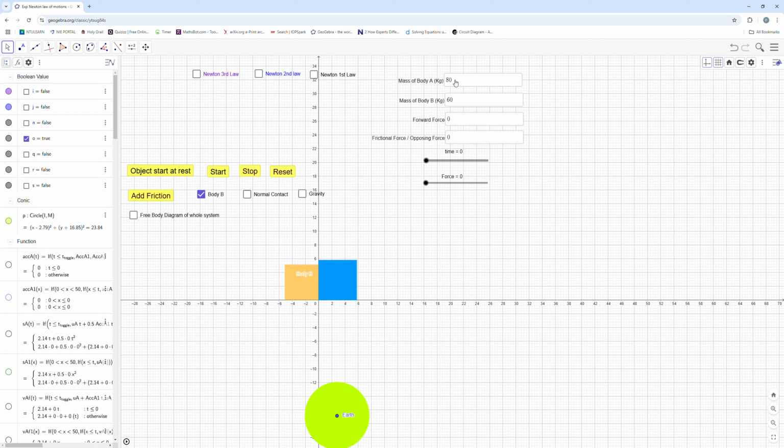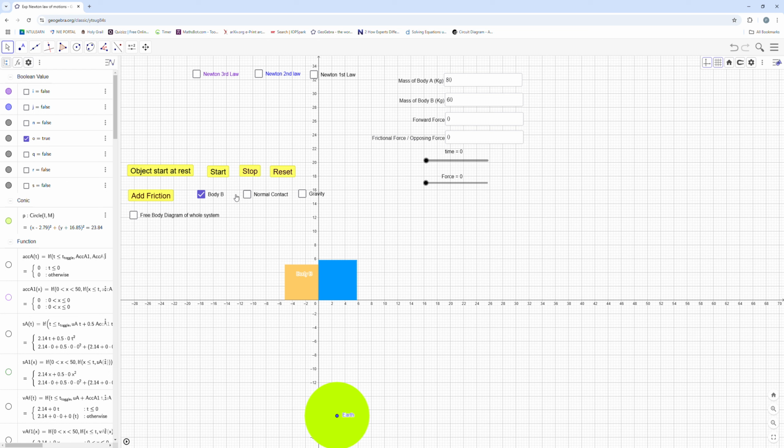The box size will adjust accordingly based on the mass. So let's say you want A to be 150, it will adjust accordingly. And then the time will be the main variable for the animation to occur. Force you can also adjust. I put frictional and opposing force because there will be different scenarios. Using the same example, we can have different scenarios. Whatever you do, always press reset first before you try anything else.